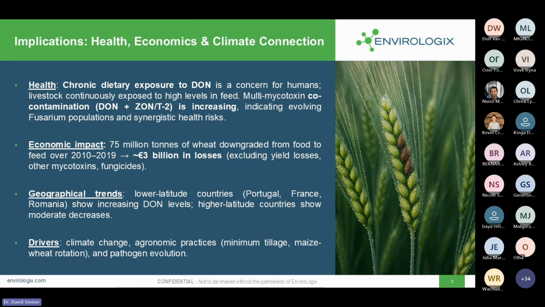From an economic perspective, these outbreaks are, of course, very costly. So in the past decade, tens of millions of tons of wheat were downgraded from food to feed, causing billions in losses. And regionally, southern countries face higher risks due to warmer and wetter conditions, while the northern countries see lower contamination, but a higher prevalence. So in total, a very challenging situation.